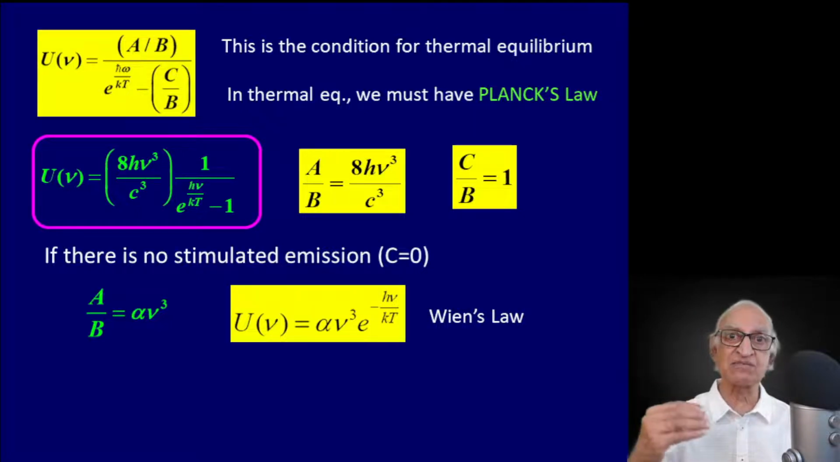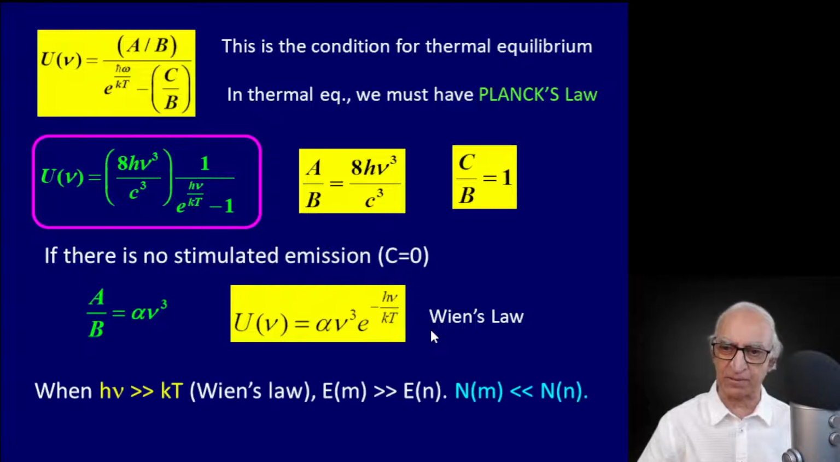In what regime does Wien's law obtain? If you go to Planck's distribution and ask, what is the approximate version of this Planck's distribution when h nu is very much greater than kT, then you can neglect the second term in the denominator and take this upstairs, and you will get e to the power minus h nu over kT. So when h nu is very much greater than kT, Wien's law must obtain.